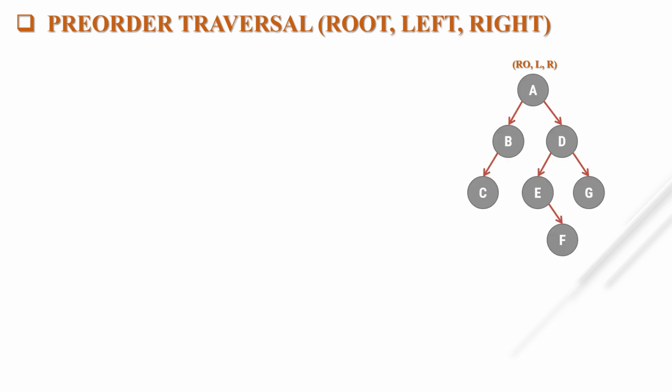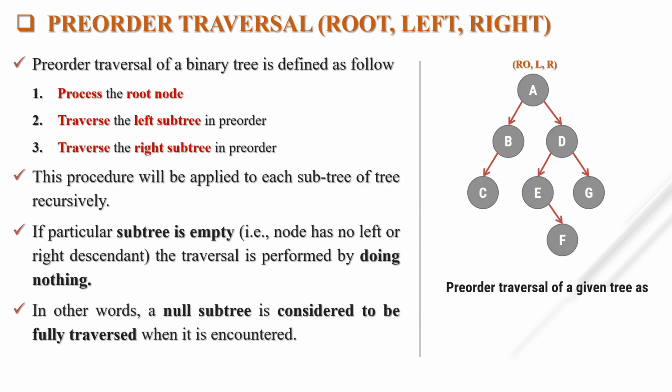In the pre-order method, the root node is visited first, then the left subtree, and finally the right subtree. So first we have to process the root node. That's why here it is written root, left and right. Then traverse the left subtree in pre-order, then traverse the right subtree in pre-order. This procedure will be applied to each subtree of the tree recursively. Why is it written recursively? If I apply root, left, right here, this node is also processed by first processing root, then left, then right.